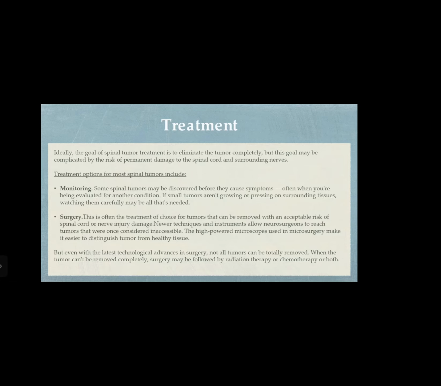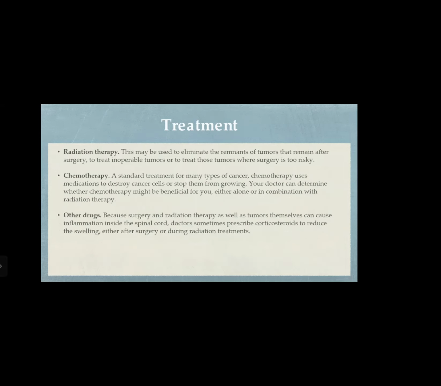Newer technology and instruments allow neurosurgeons to reach tumors that were once considered inaccessible. The high-powered microscopes used in microsurgery make it easier to distinguish tumors from healthy tissue. But even with the latest technological advances in surgery, not all tumors can be removed. When a tumor can't be removed completely, surgery may be followed by radiation therapy or chemotherapy, or both. Then we have radiation therapy. This may be used to eliminate remnants of tumor that remain after surgery, to treat inoperable tumors, or to treat tumors where surgery is too risky.